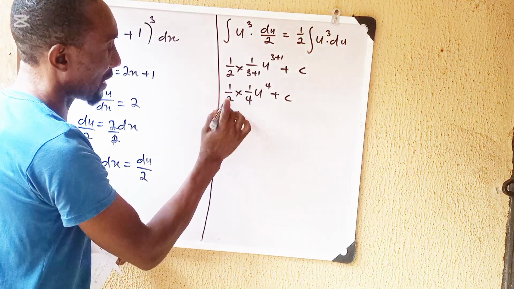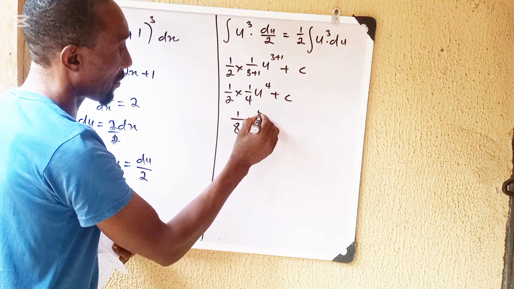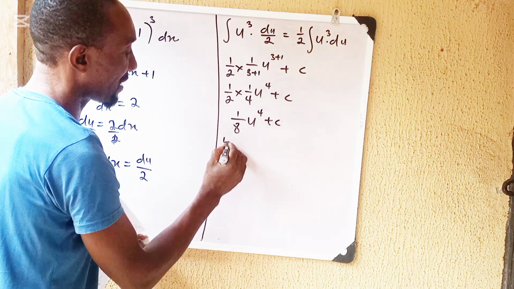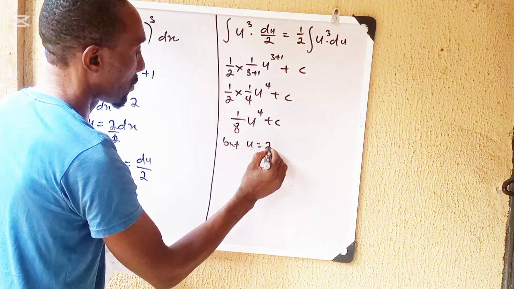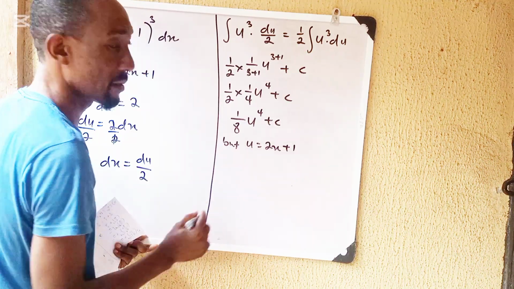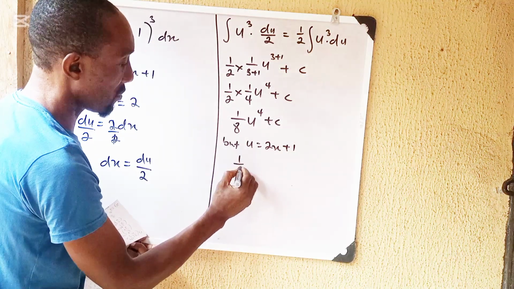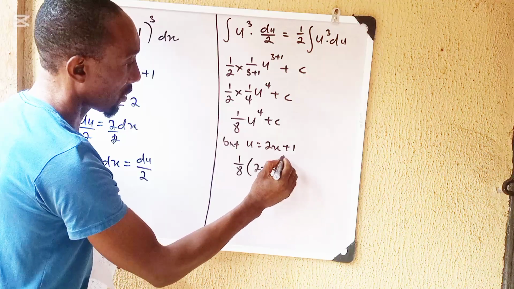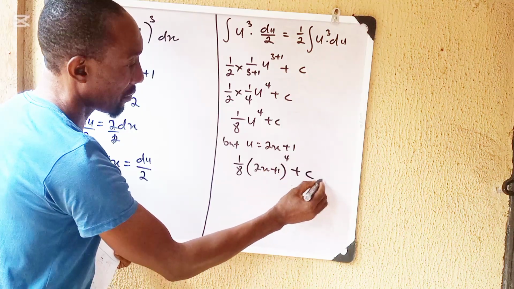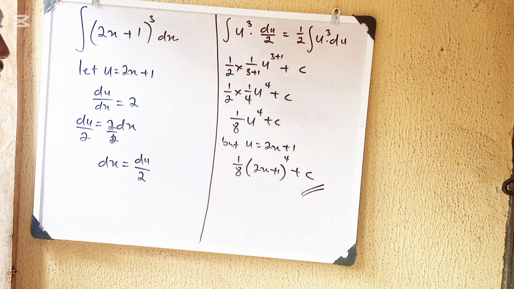which again I can open up my bracket. I have 1 over 2 multiplied by 4 gives me what? 8, then u to the power of 4 plus c. But recall that u is equal to 2x + 1. So with that I now have that this will now become 1 over 8 (2x + 1) all raised to power 4 plus c, and I have integrated.